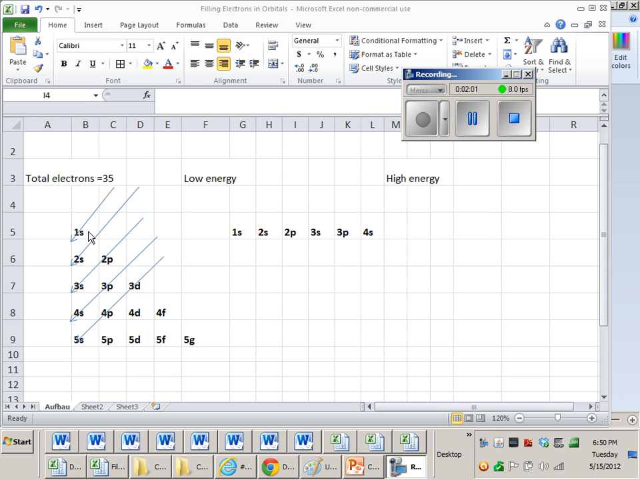How many can fit in this 1s? I'm just following these diagonal arrows that keep me honest about filling the lower energy ones first. The 1s orbital could have 2. Then I'm going to fill in the 2s orbital next. What's the maximum amount it could have? 2. I probably should keep a tally somewhere.